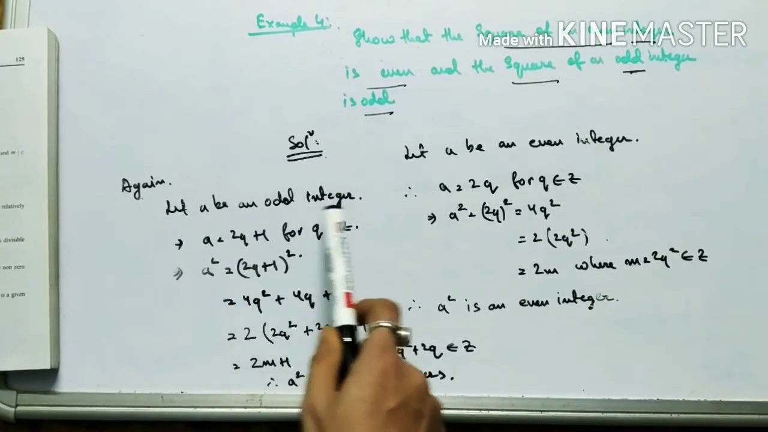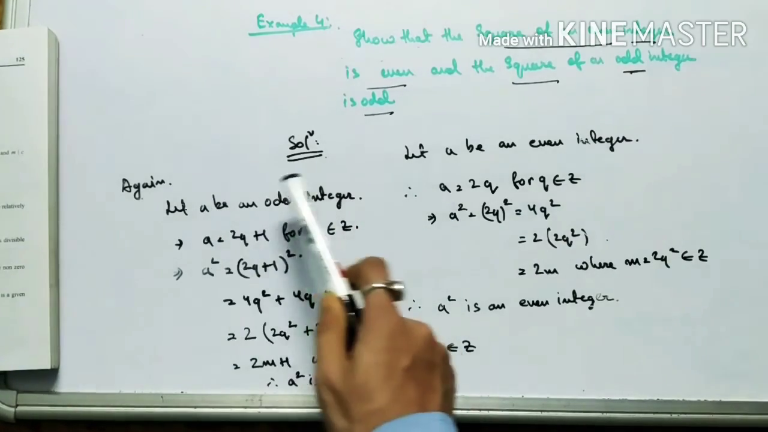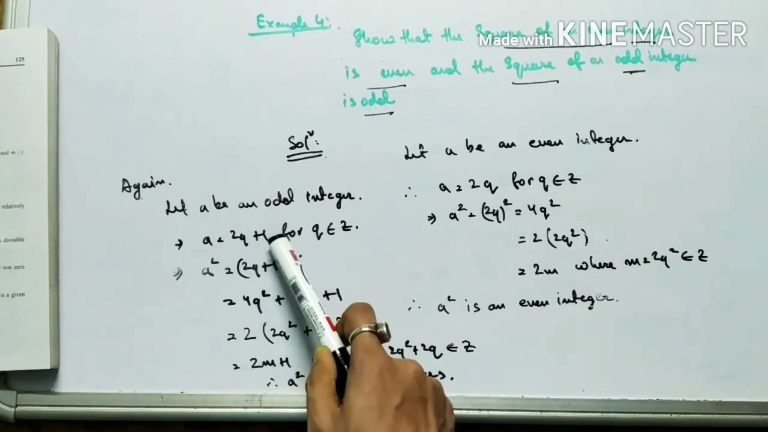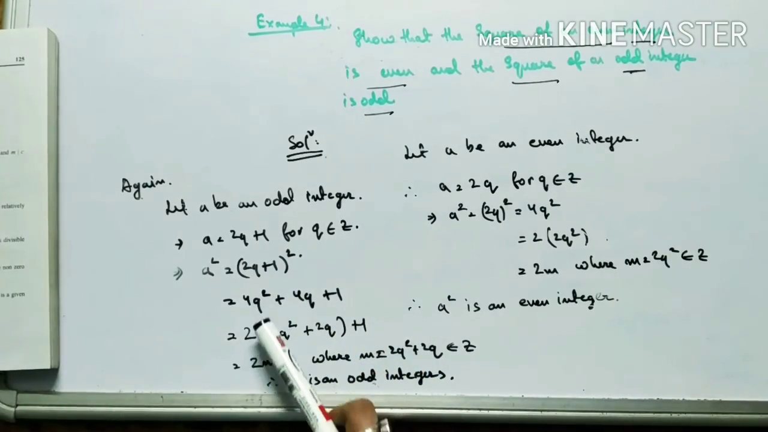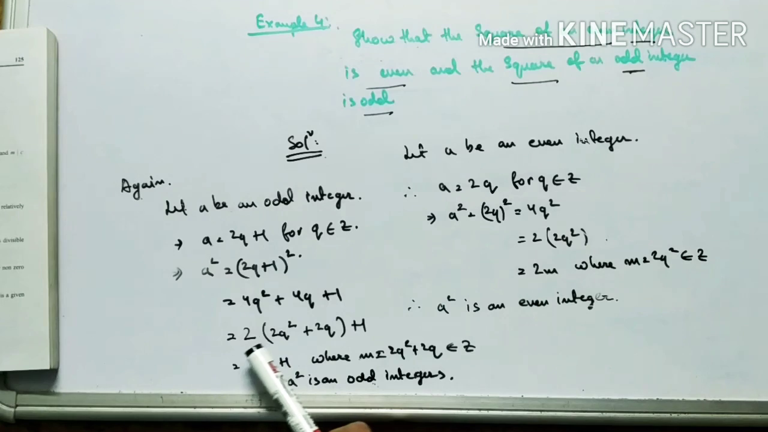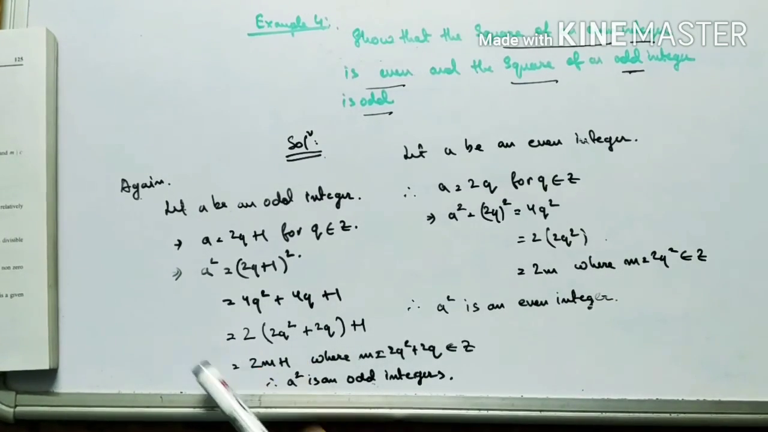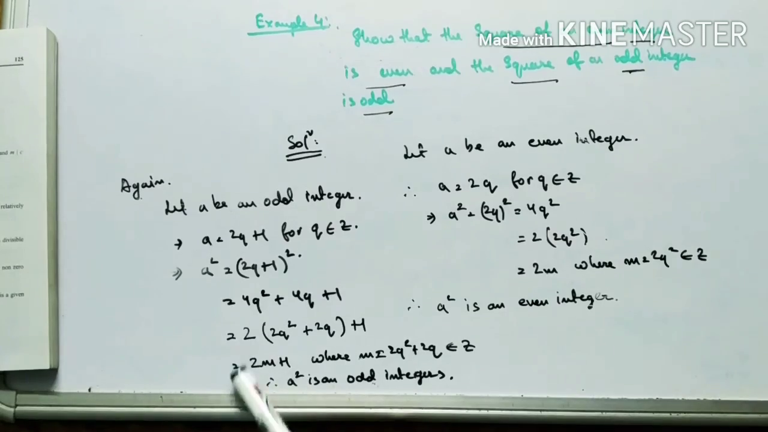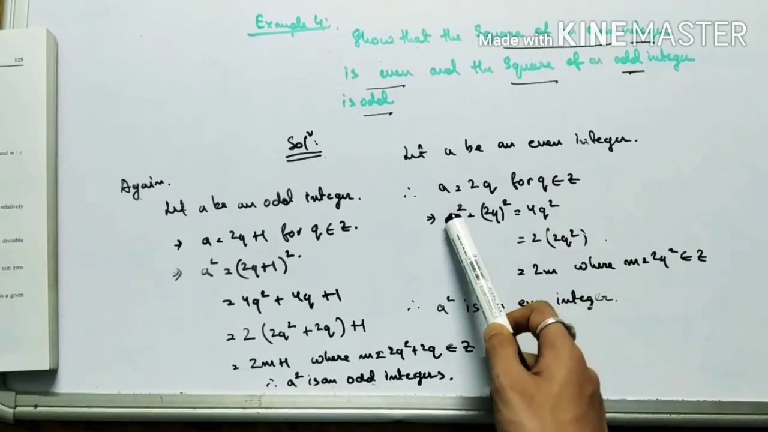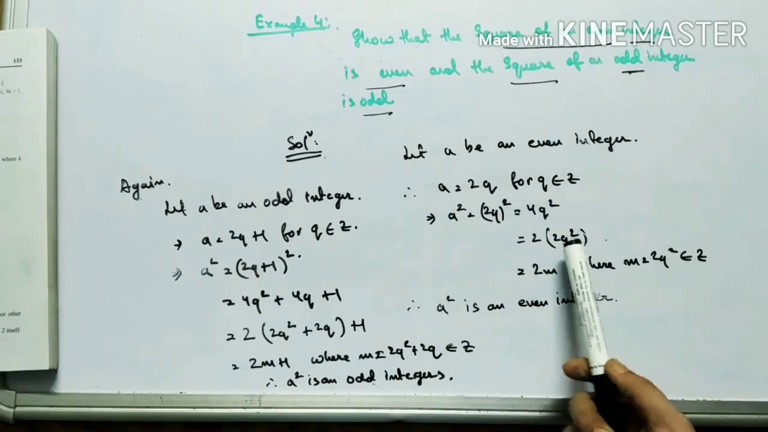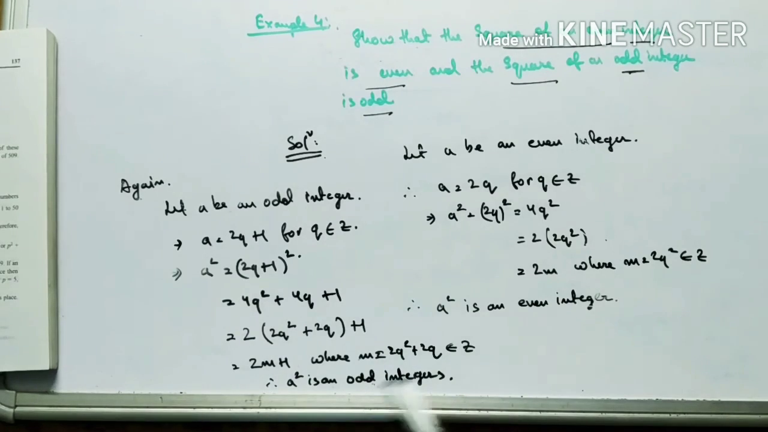Next, again let a be an odd integer. Since a is an odd integer, a is equal to 2q plus 1. In a square, I can take 2 common from these two terms, and I will get 2 times (2q square plus 2q) plus 1. I can take this as m. So 2m plus 1, where m is equal to 2q square plus 2q belongs to Z. Therefore a square is equal to 2m plus 1, which is an odd integer. That is what I showed: if the integer is even, then its square will also be even, and if the integer is odd, then its square will also be odd.